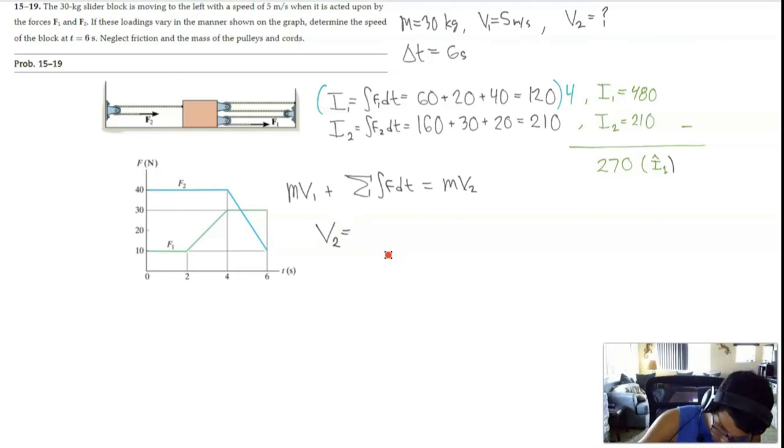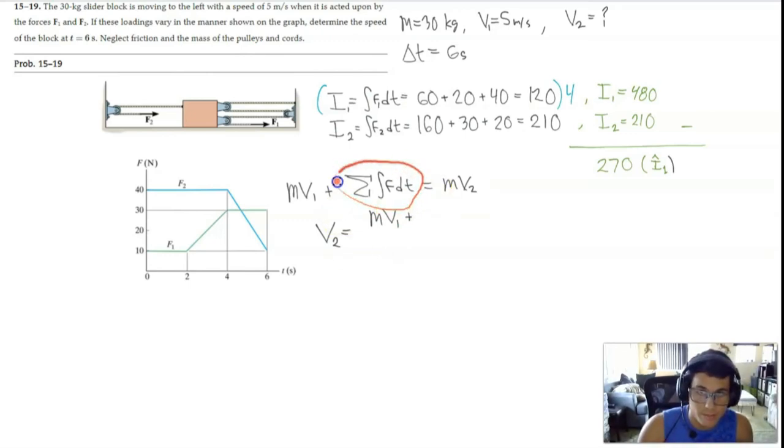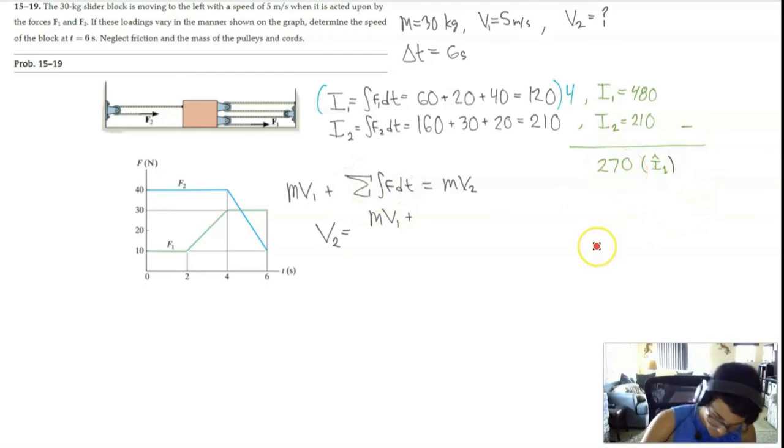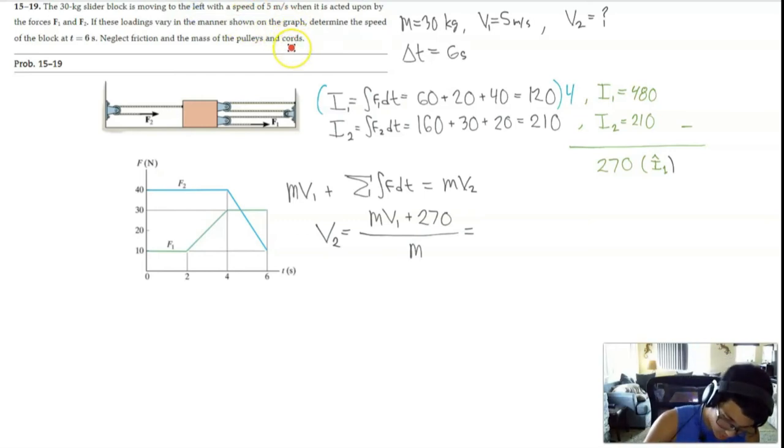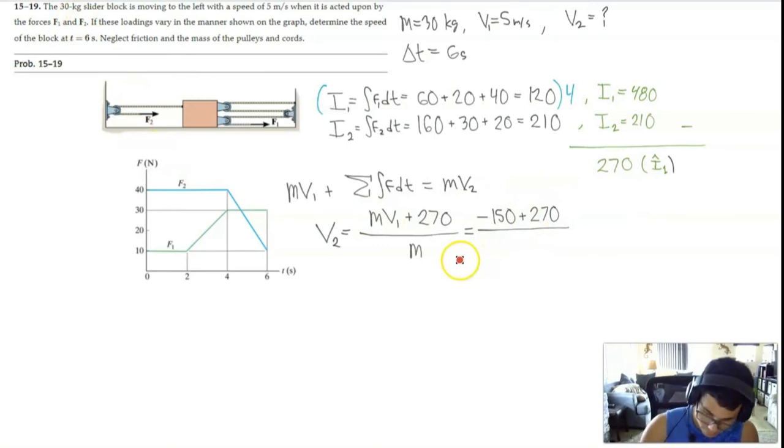Okay, let's solve for v2. v2 is equal to v1 plus, now, like I said, this right here is this. So it's plus 270 divided by m. Now remember v1, this velocity, it's going to the left, right? So it's going negative, and what's m? M is 30, so it's negative 150. And this is just 270, because now it's just purely a scalar, right? We're just inputting the scalar. And what is m? M is 30.